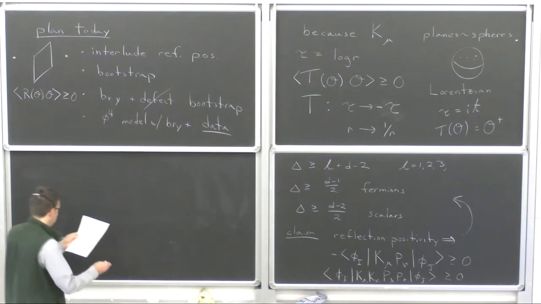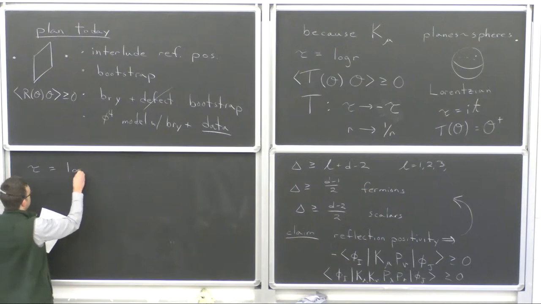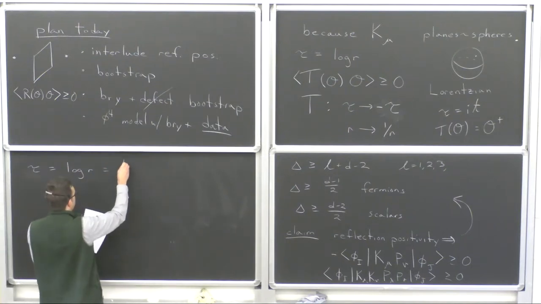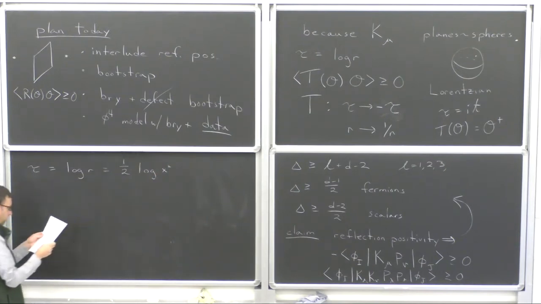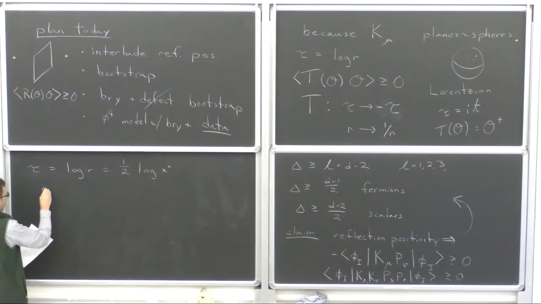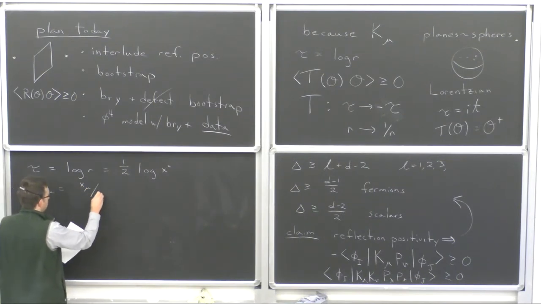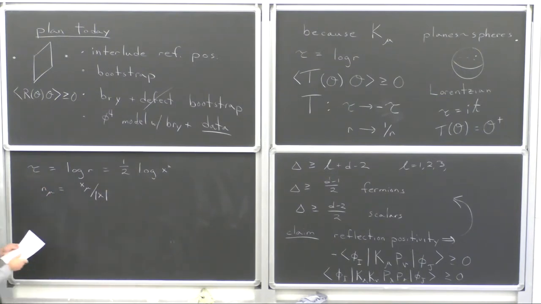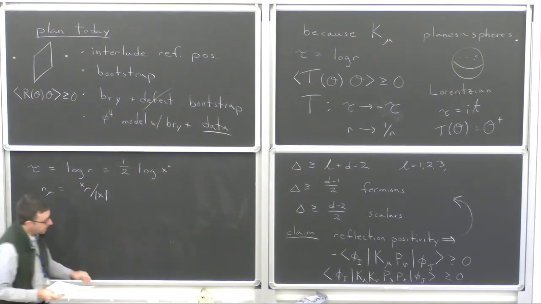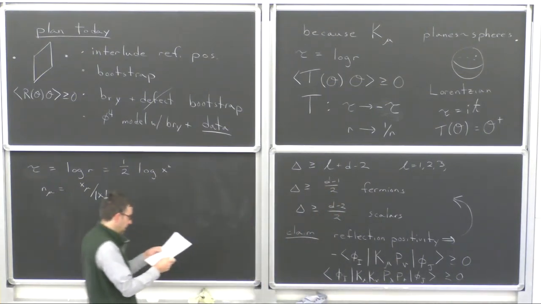Right, so tau is log r. You can also write that as 1/2 log of x squared if x is my coordinate vector. And we can introduce a unit vector n mu, which will just be the radial coordinate, x mu over |x|. The reason I'm doing this is I want to try and argue why this should be positive. So let's take a look.